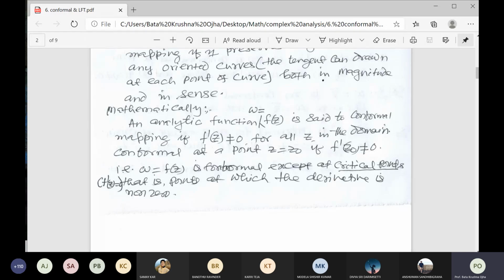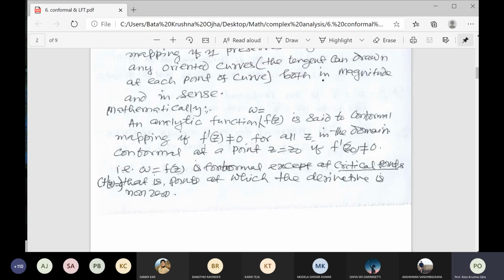So since it is not analytic, we will say that we cannot examine the conformality of the function at z0. If we examine the conformality, then we find the derivative f dash z is equal to minus 1 by z square. So 1 by z square for z is equal to 0 is either 0 or undefined. You remember, 0 or undefined.